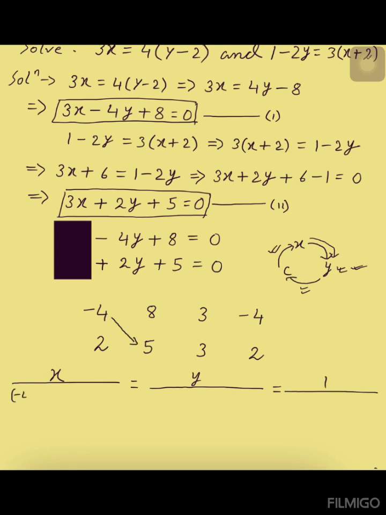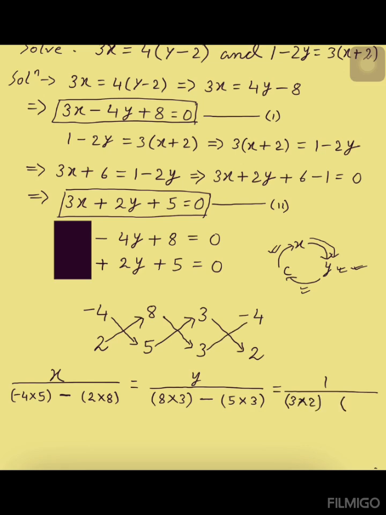Cross multiply minus 4 with 5. Write it in a bracket. Then 2 multiplies with 8. Write it in a bracket. And there will be a minus sign in between both of them. 8 multiplies with 3. Now the multiplication should be from the top to the bottom. Don't do it from bottom to the top at first. 8 into 3, then minus 5 into 3. Then 3 into 2, minus bracket minus 4 into 3, and there is a minus sign in between them.